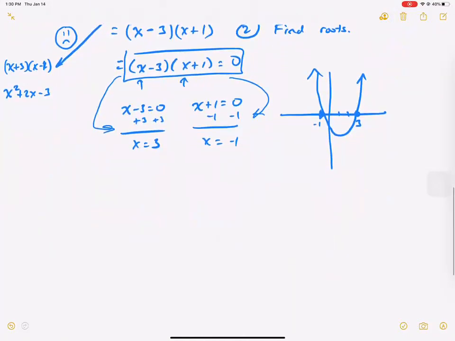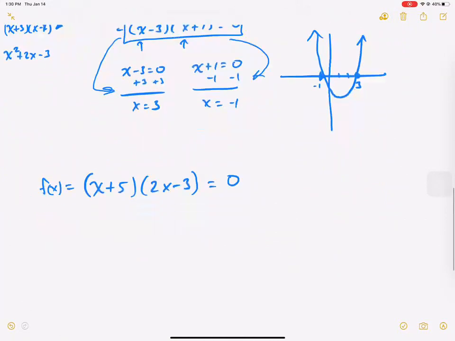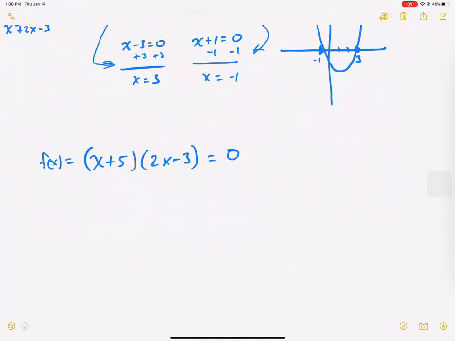Okay, so let's go ahead and do an example here. If I write f of x is equal to x plus 5, 2x minus 3 is equal to 0. What would the zeros of this graph be? So I would ask you guys to separate the problem. Of course, you guys could probably do it in your heads, but let's just write it out right now so we can see where these numbers are coming from.